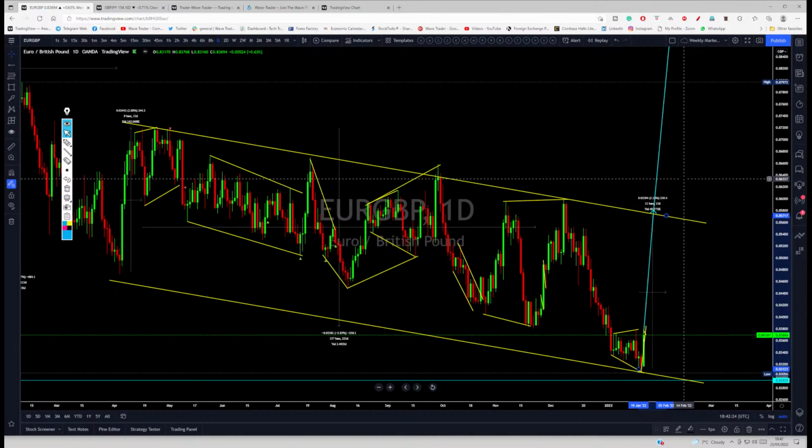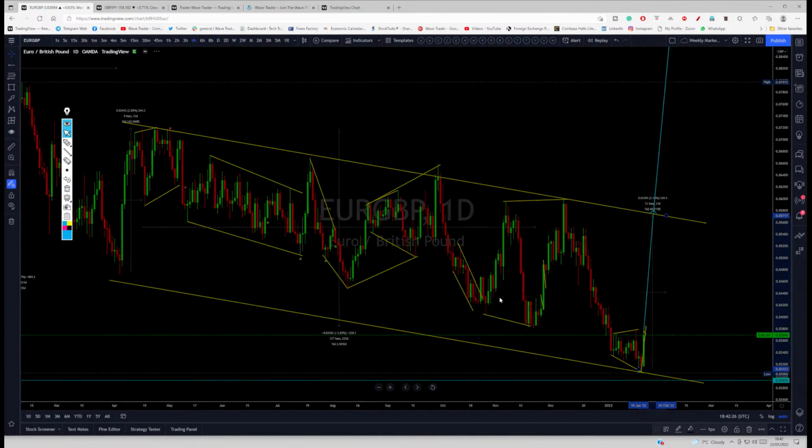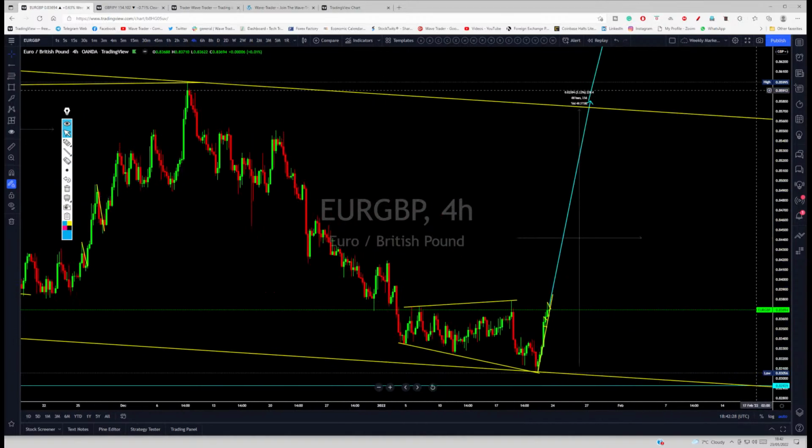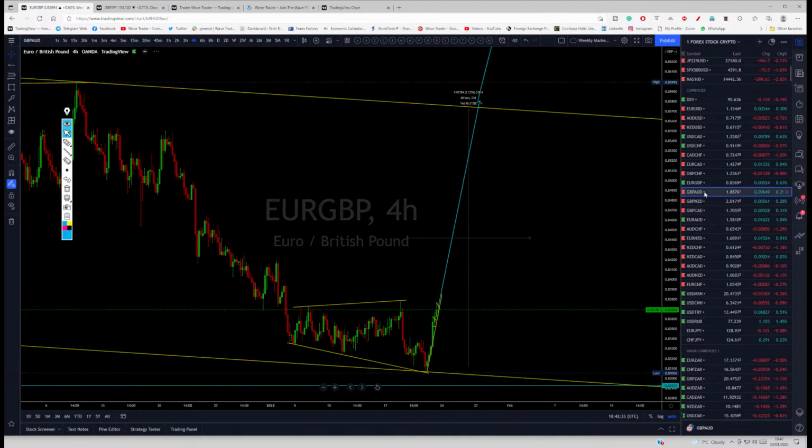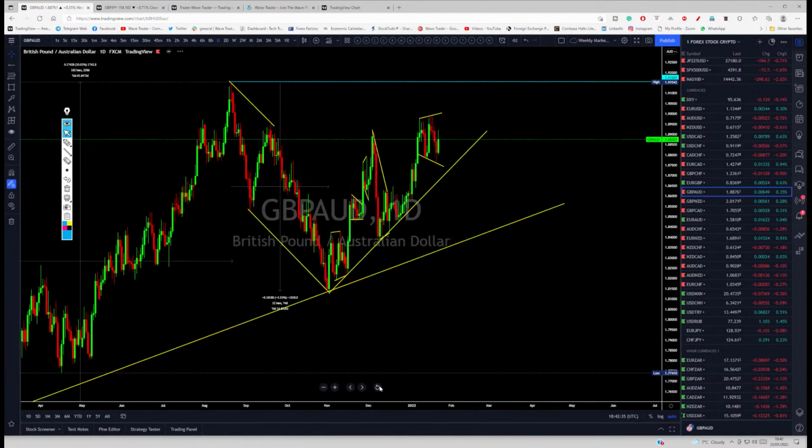Yes, we'll look at the commodities. Just bear with me, a couple more currencies left, then we're going to talk about them. So just simply stay away from this chart.